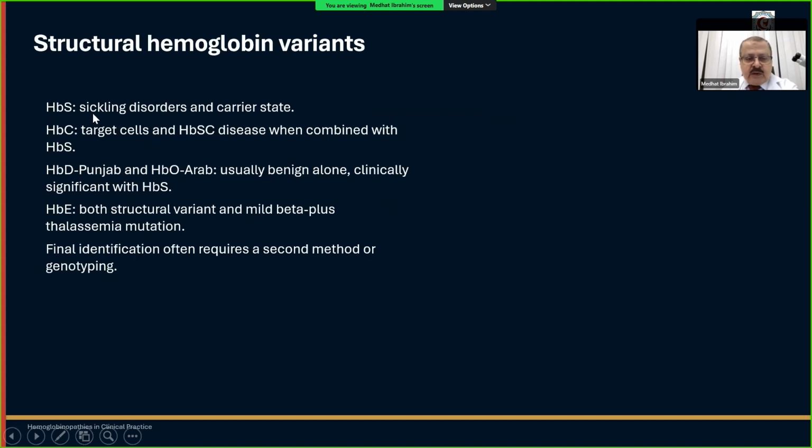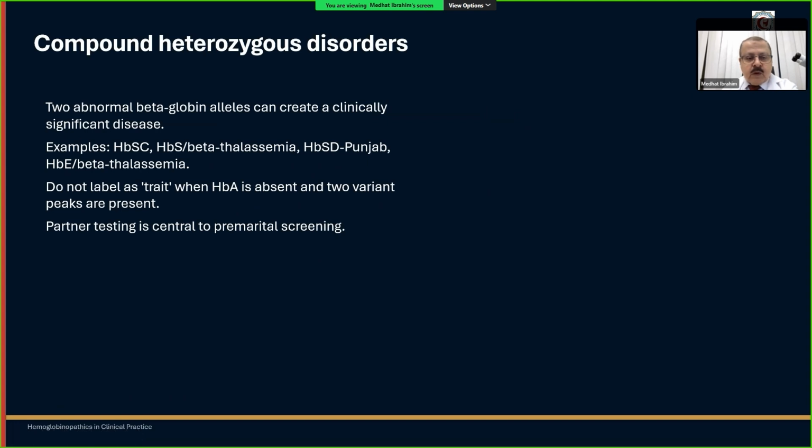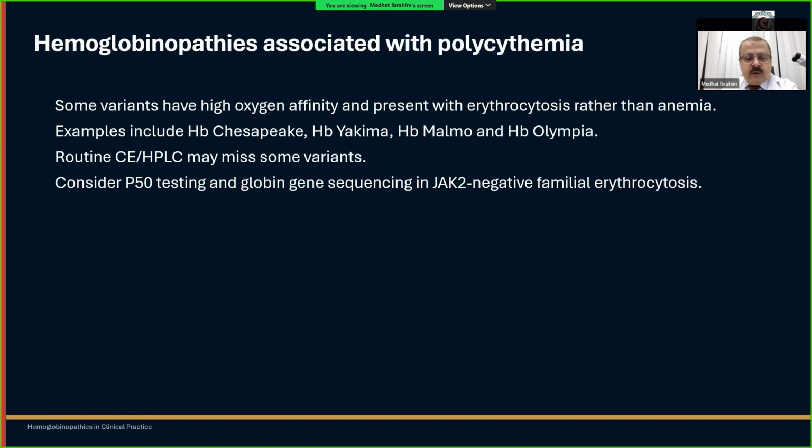Structural, as we said before: sickle cell, C, D, E, and other groups. And I will show you clinical cases of these patterns. Skip because of the time. Here are the cases. I will show you an interesting case. I already sent it before to the group. You have a group of clinical pathologists with expertise. I sent this case, and I will show it to you as well.